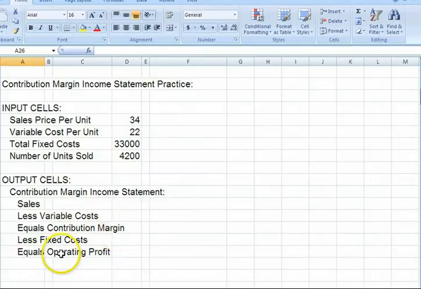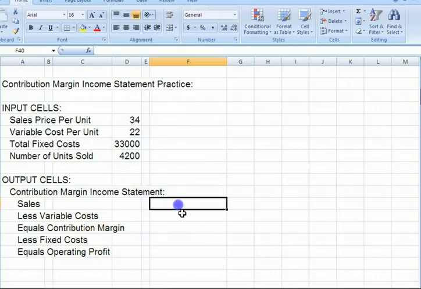From the contribution margin, I subtract out anything that's fixed. Don't care if it's a product cost, I don't care if it's a period cost, anything that's fixed gets subtracted out in this part of the contribution margin income statement, and then I have my bottom line profit. So we're basically subtracting things out on the income statement in a little bit different order to get this new important subtotal called contribution margin.